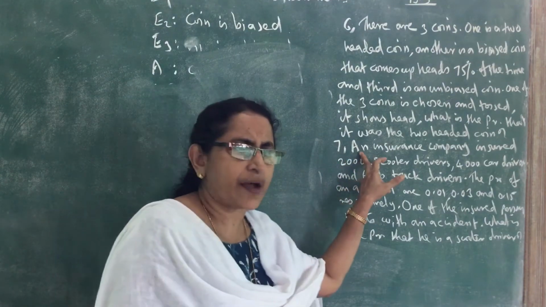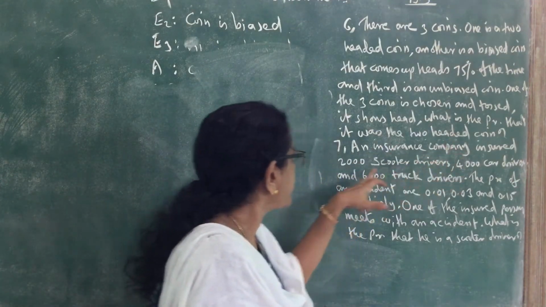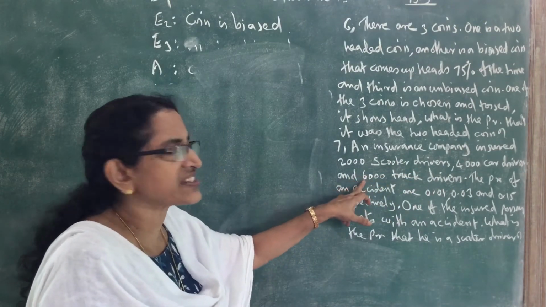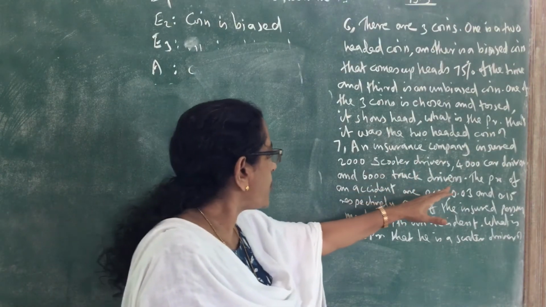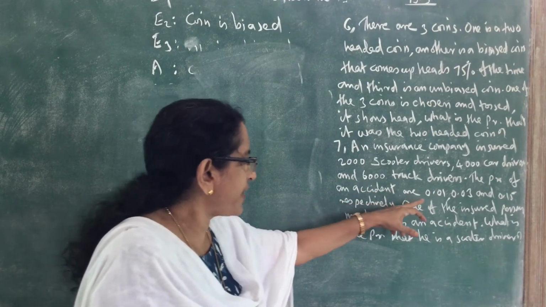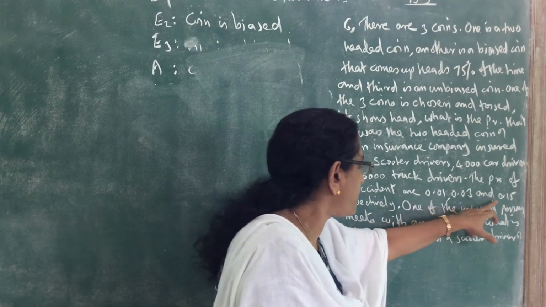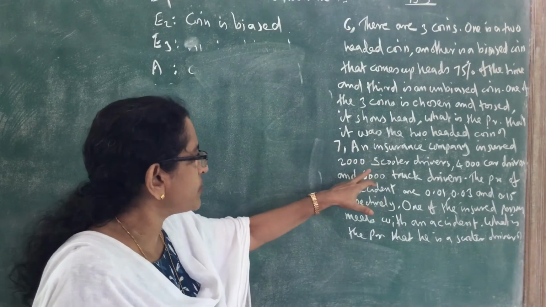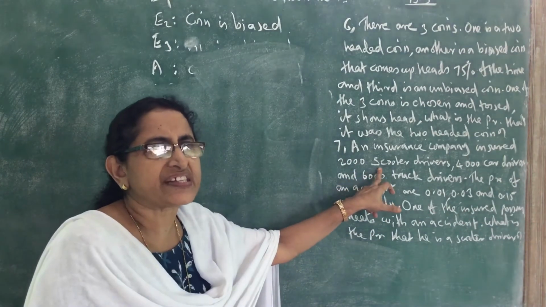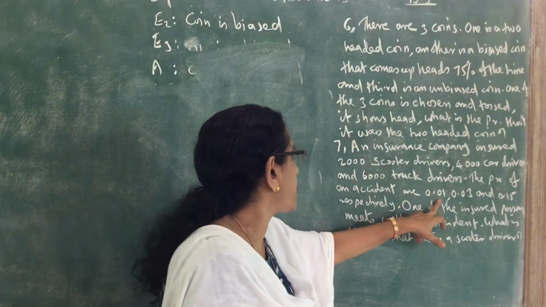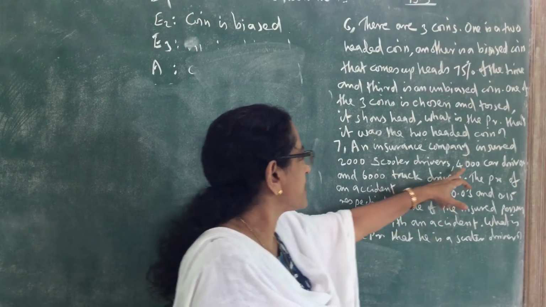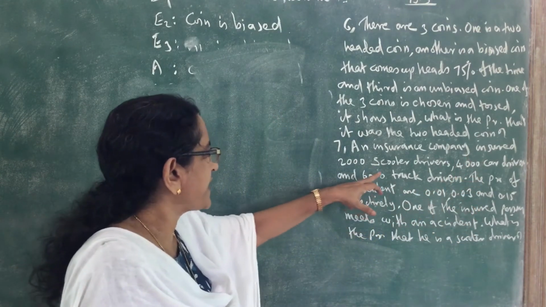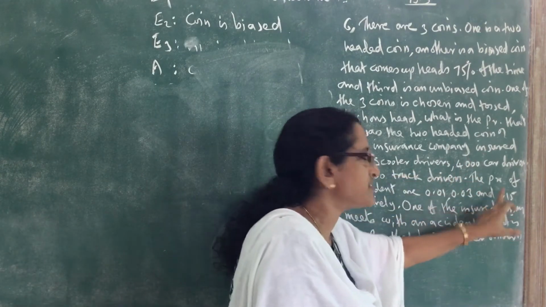An insurance company insured 2,000 scooter drivers, 4,000 car drivers, 6,000 truck drivers, and the probability of an accident are 0.01, 0.03 and 0.15 respectively. That means the probability that a scooter driver meets with an accident is 0.01, the probability that a car driver meets with an accident is 0.03, and the probability that a truck driver meets with an accident is 0.15.